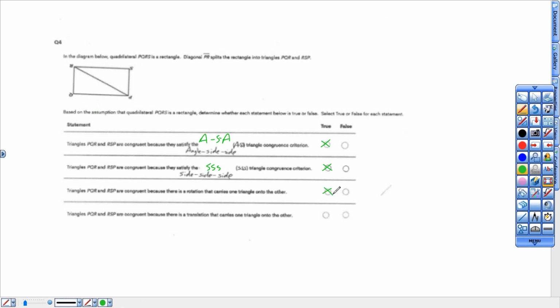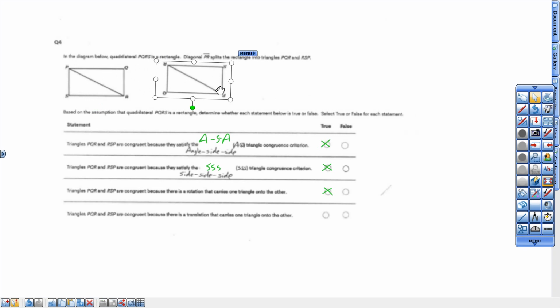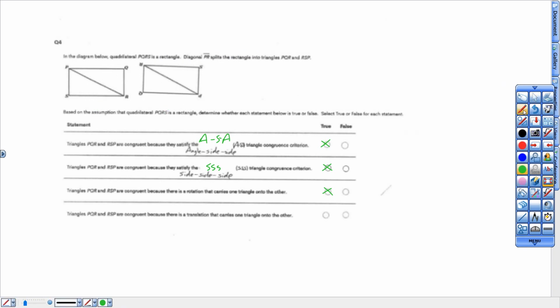And then this one says a translation. And again, that wouldn't be good because you're saying just moving one triangle to the other, it's not going to work. If I have this triangle right here and I'm trying to translate it in one move, I'm not going to be able to cover up the other one. So that one's no good on that guy. All right, moving on.